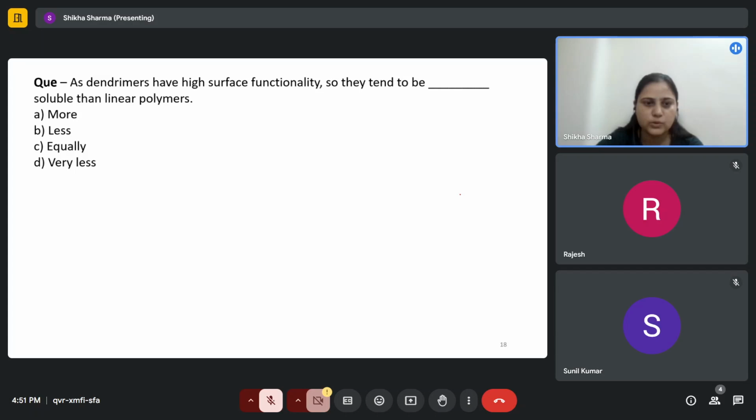From the core, in the dendrimers, we know the dendrimer structure, right? When we go towards the outer periphery, what will happen? More branching will be there, right? And more functional groups will be there. So mostly the answer will be A. A, more, right? You're correct.